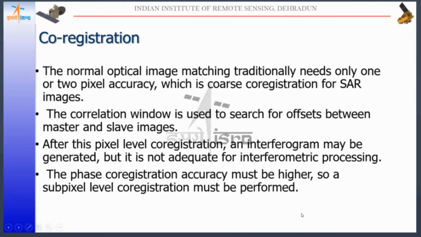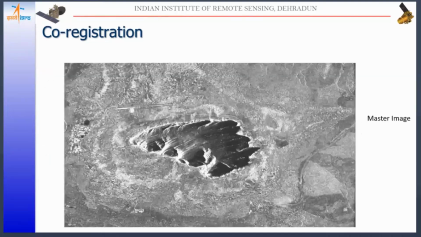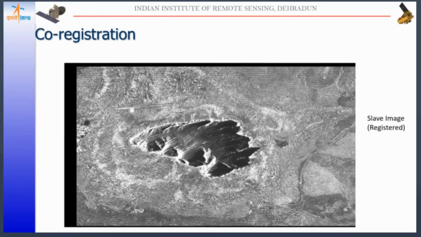So in the fine co-registration, in different windows we will find the match points, fit a transformation function to those match points, and register these two images. Unlike in the optical case, where we find only a single number and register the image. We can see after co-registration, this is the master image and this is the registered image. Here you can see it is registered up to the level of the subpixel. So this is the co-registration. The first step is the co-registration.